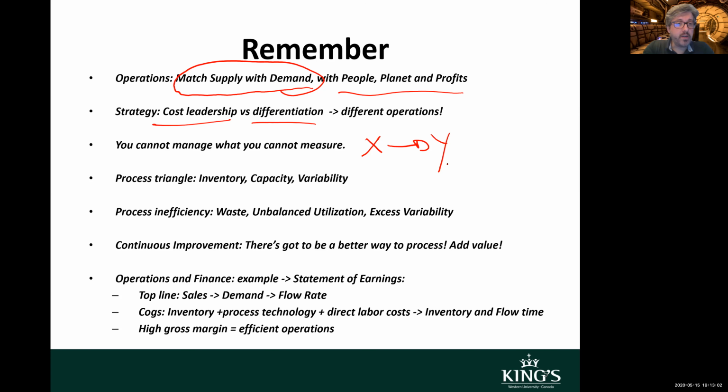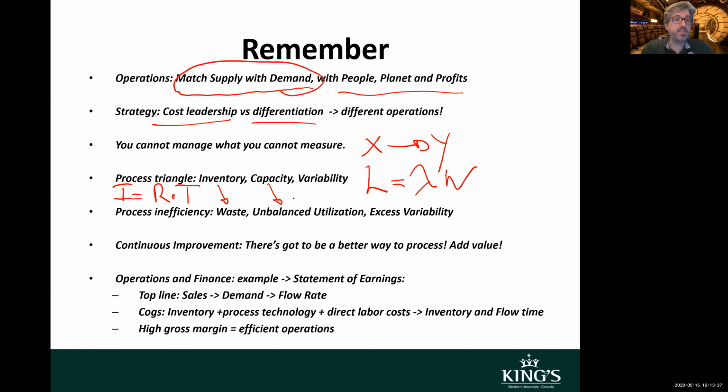The process triangle: inventory, capacity, and variability. This comes from Little's law, where the size of a system equals its arrival rate times the time in the system. Or if you want to think about this from an operations perspective, inventory is always the flow rate times the flow time. And if you have some kind of misfit or misalignment of some sort, inventory builds up, it creates waste, capacity becomes unbalanced.